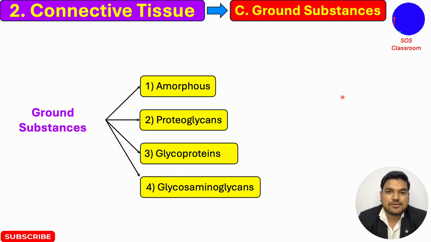Next, discuss the ground substances. So what are the ground substances present in the connective tissue matrix? Amorphous, proteoglycans, glycoproteins, and glycosaminoglycans.